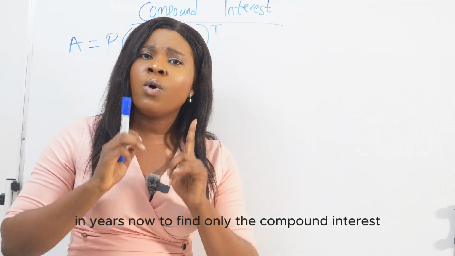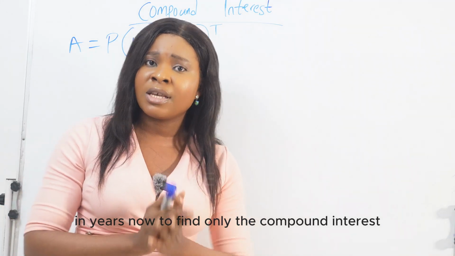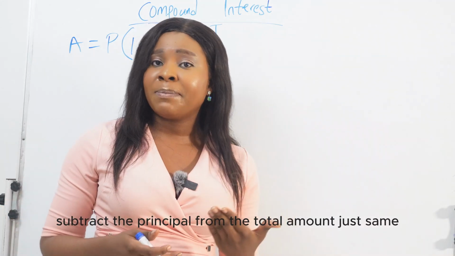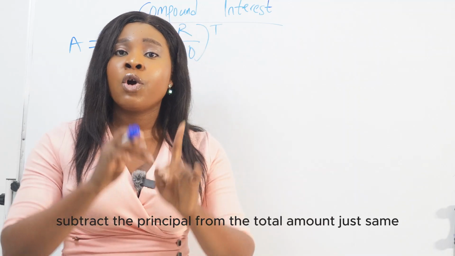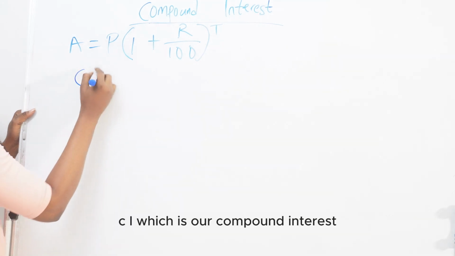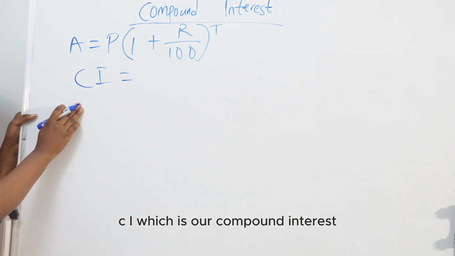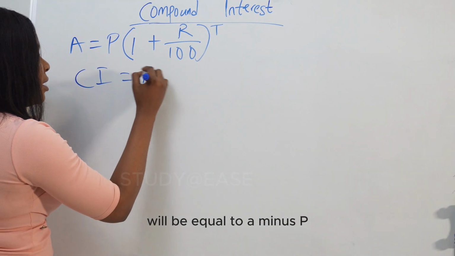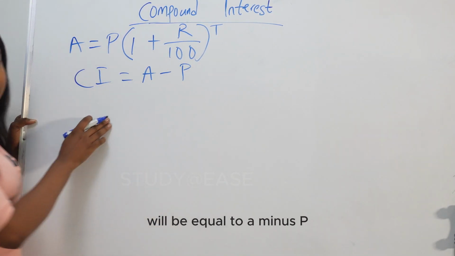Now to find only the compound interest, subtract the principal from the total amount. Just say CI, which is our compound interest, will be equal to A minus P.